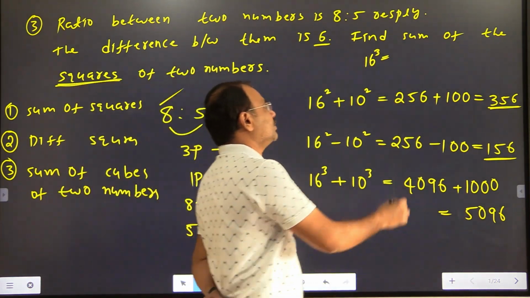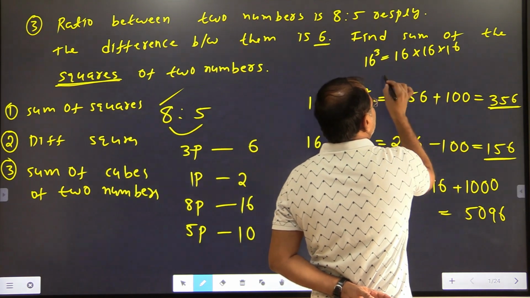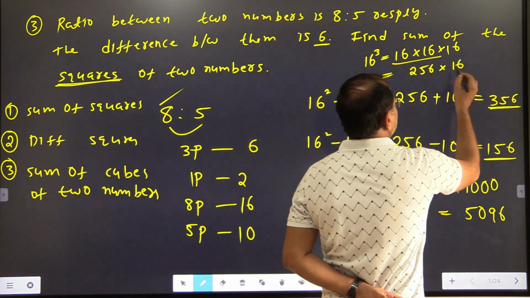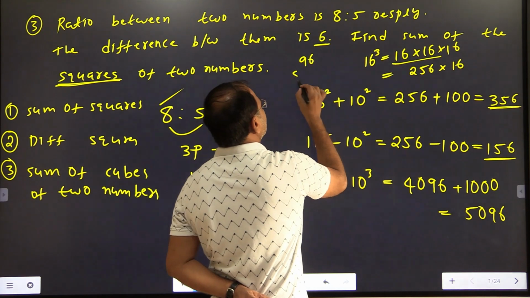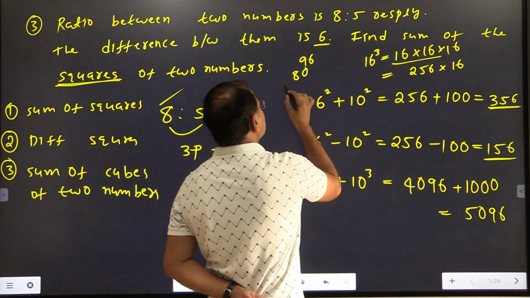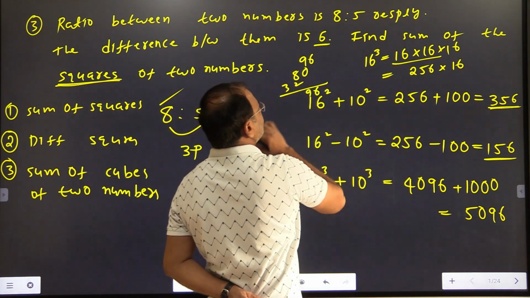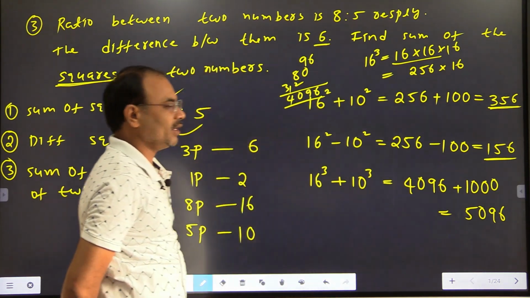16 cube means 16 into 16, so 16 into 16 is 256, into 16. 16 sixes are 96, 16 fives are 80, 16 twos are 32. So adding 6, 9 plus 8, 2 plus 1 gives 4, 4096, plus 1000 is equal to 5096.